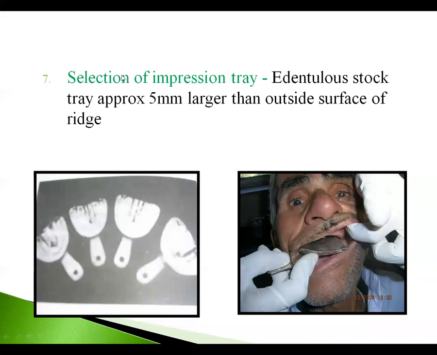In this picture, selection of impression tray. An edentulous stock tray approximately 5 mm larger than the outside surface of the ridge. You can see these are the impression trays. Suppose this is the ridge, then the tray should be 5 mm larger, and this space is for the impression material.